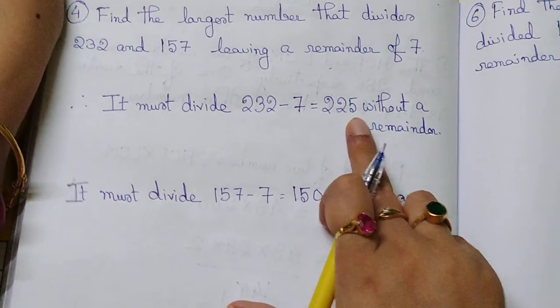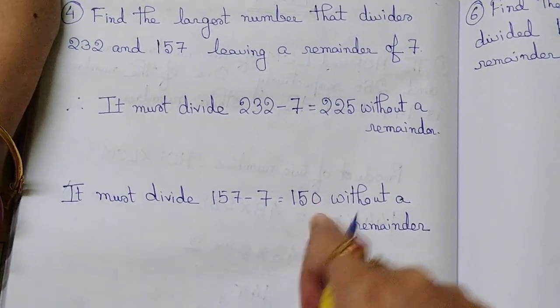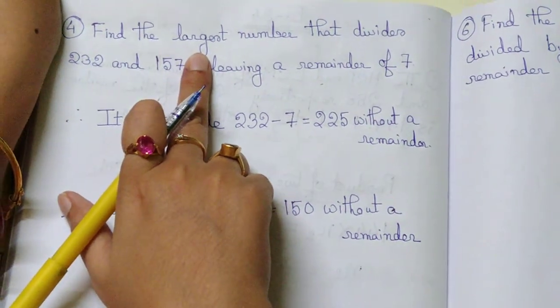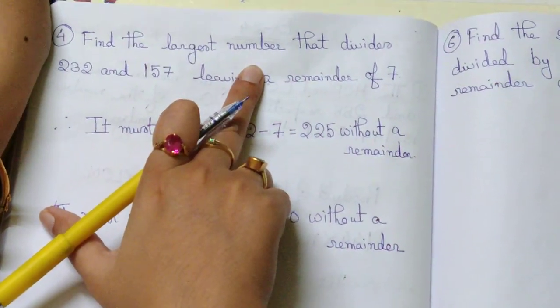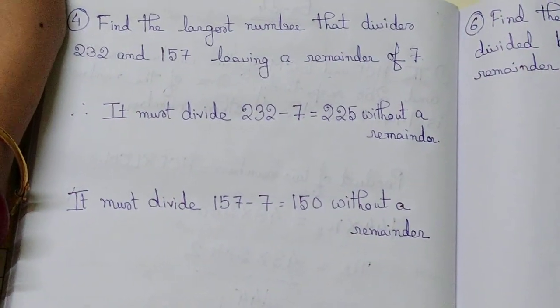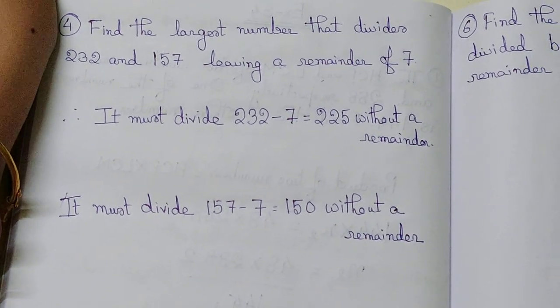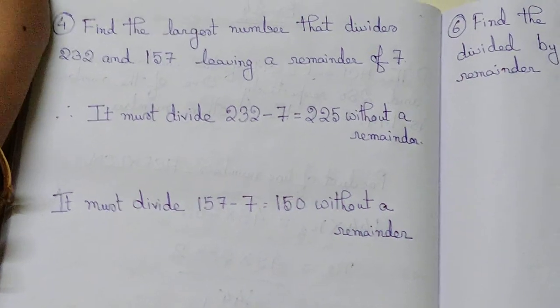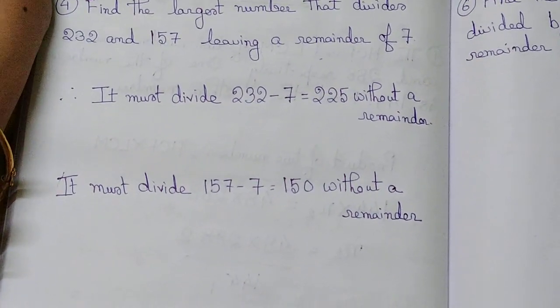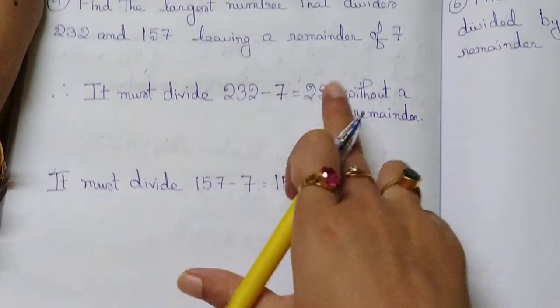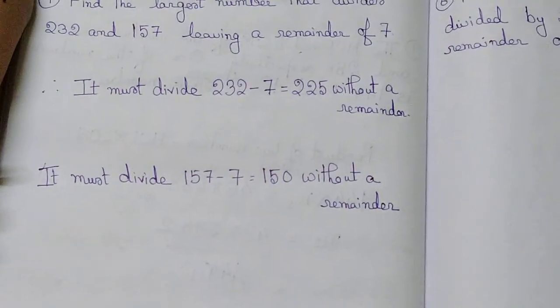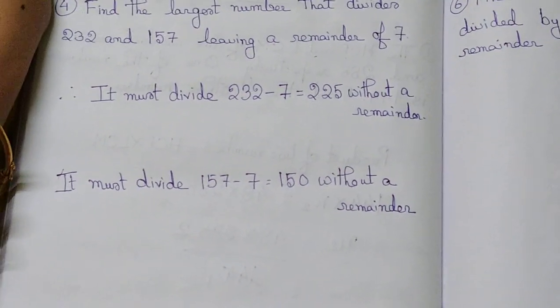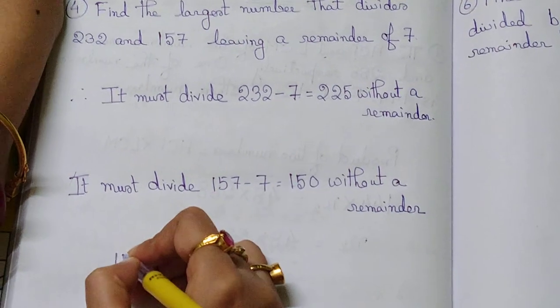Now what did I get? 225 and 150. Since in the question it's mentioned, find the largest number. Whenever you see in the question it's mentioned largest number, that means we need to find out the HCF. So of which two numbers will I be finding the HCF? That is 150 and 225. So I can apply HCF by division method.